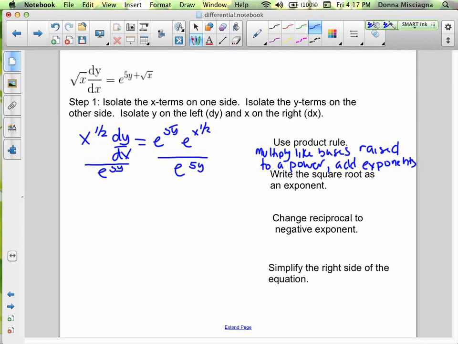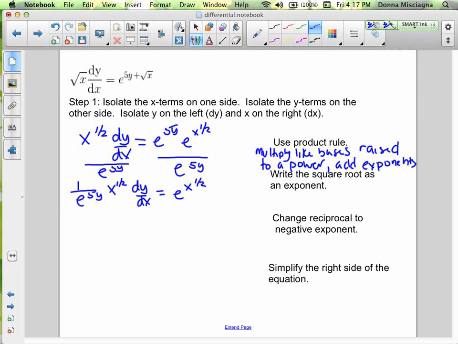All right, so now I've got 1 over e to the 5y, x to the 1/2, dy, oh that looks like times. Let me fix that exponent on x there. x to the 1/2, dy dx equals e to the x to the 1/2. All right, so now we've moved that over. Let's do the same thing. We'll divide by x to the 1/2.